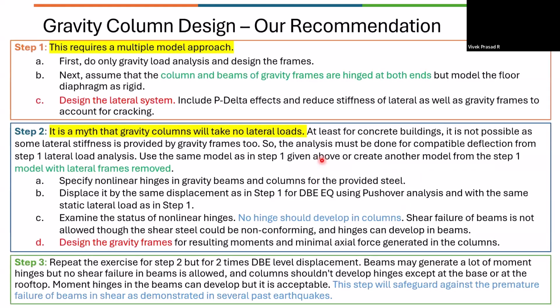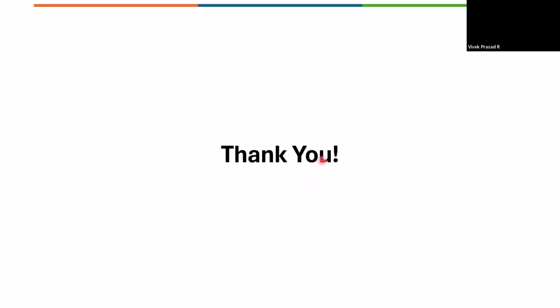So I'm just bringing back the same slide, what we have introduced, and you can connect to this once again. Step 1 for the design of lateral system. Step 2 for the gravity frame design. And the third one is to ensure there is no premature failure of beams in shear and no hinges developed at the columns. Right. So that's all I wanted to present in today's session. Let me know if you have any questions. I will try to answer them.